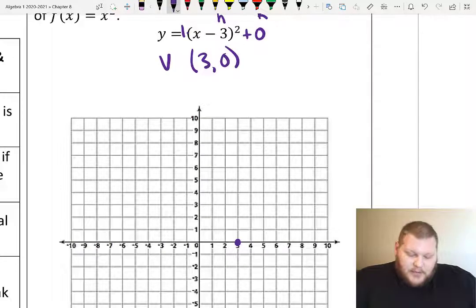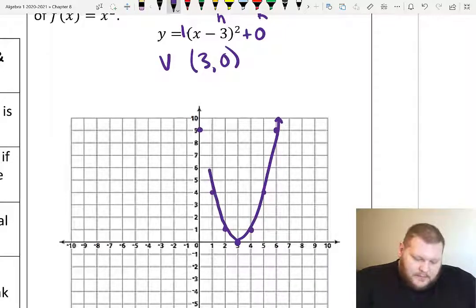For my vertex, I go up 1 over 1 on both sides. I go up 1, 2, 3 over 1 on both sides. And then up 1, 2, 3, 4, 5 over 1 on both sides since it fits. Connect my graph with a nice smooth curve, and I'm good to go.